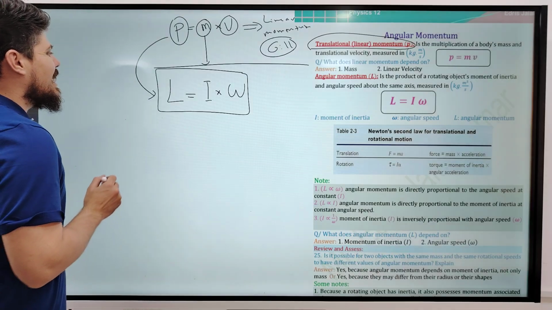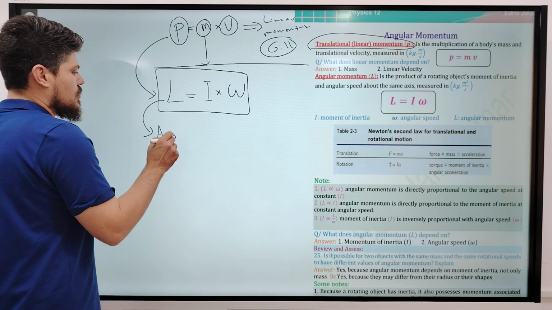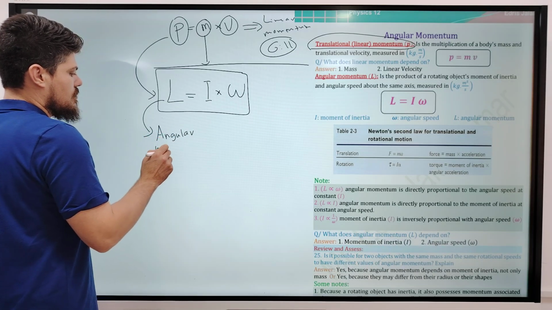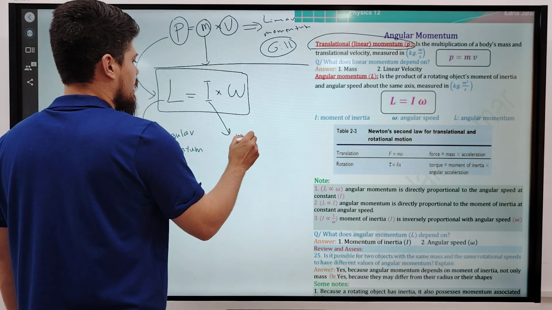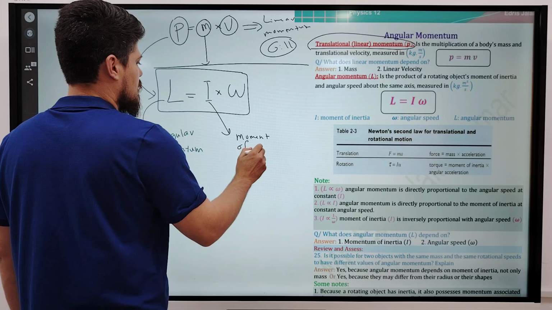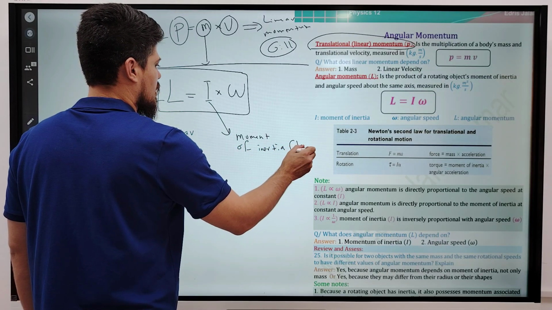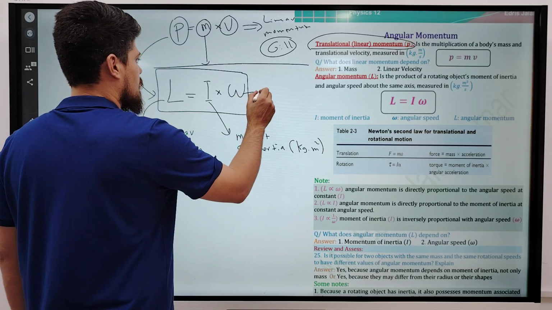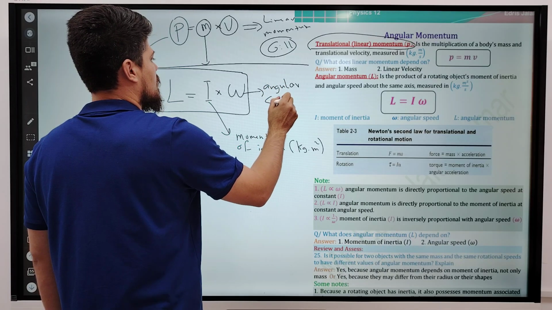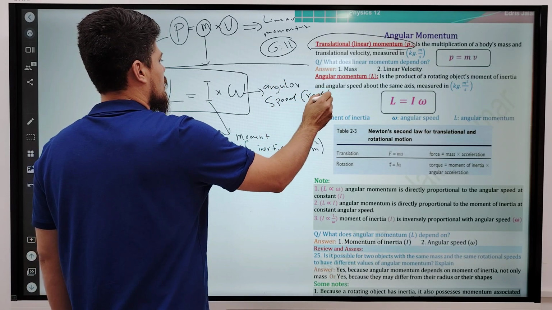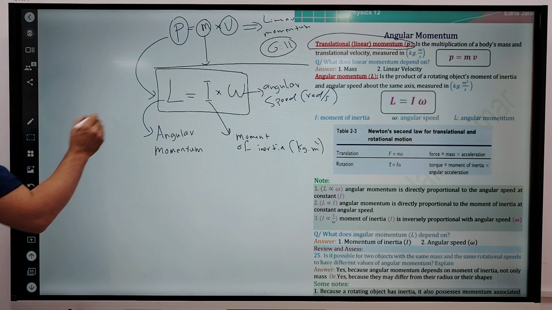What do we mean by capital L? This is angular momentum. What about I? Moment of inertia. Its unit is kilogram meter squared. And omega is angular speed, measured in radians per second. So what is the unit of angular momentum?